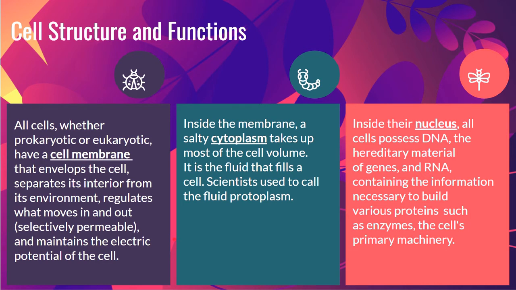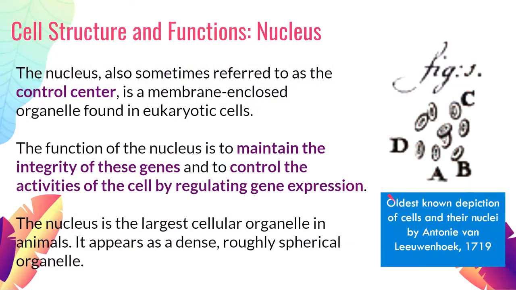The last cell structure that we will discuss would be the nucleus. This is usually the biggest organelle of the cell. It contains the DNA, the hereditary material or the genes of the cell, and RNA, and both of those molecules are important in protein synthesis, and we will discuss more about that in the second quarter. So the DNA and the RNA both contain information necessary to build various proteins such as enzymes and other substances. The nucleus, also referred to as the control center, is a membrane-enclosed organelle.